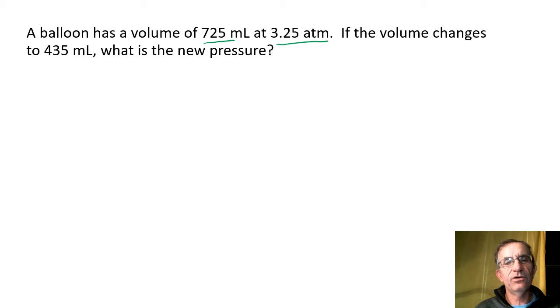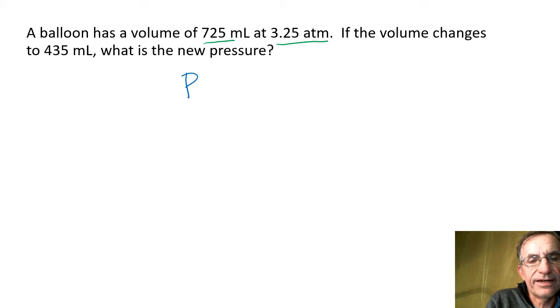All right, so we know this balloon is at 725 milliliters and it's at 3.25 atmospheres. If the volume changes to 435 milliliters, what's going to be the new pressure? So this question, they're talking about pressure and volume. Got to use Boyle's law. Let's put it up and see if we can figure it out.